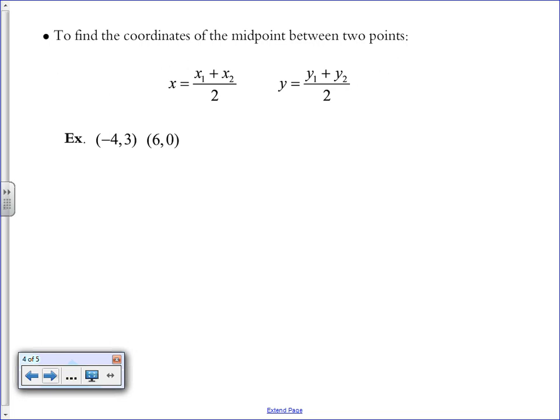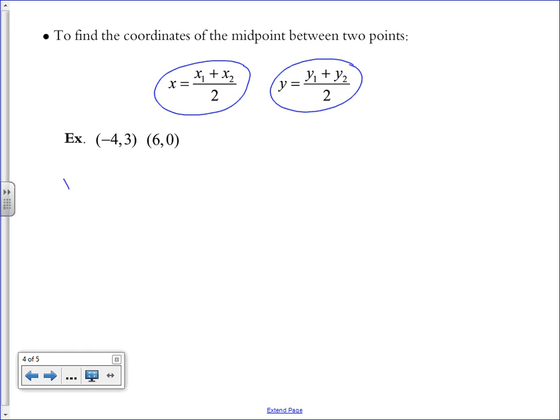It's a complicated looking formula that basically just means take the average of your x values, right? Add them together and divide by 2. And then take the average of your y values. Add those together and divide by 2 to get the point that would fall right in the middle.